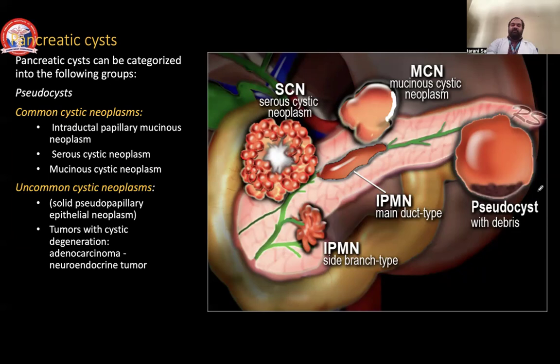At the tail region, most common is pseudocyst with debris. And within the duct is IPMN, that is intraductal papillary mucinous neoplasm. Body is mucinous cystic neoplasm. IPMN has two types, which are the main duct and side branch type. And on the head, we can see the serous cystic neoplasm with a central calcific area. Peripheral calcification is seen in mucinous, central is seen in serous. In the head, most common is serous, and in the body, most common is mucinous.